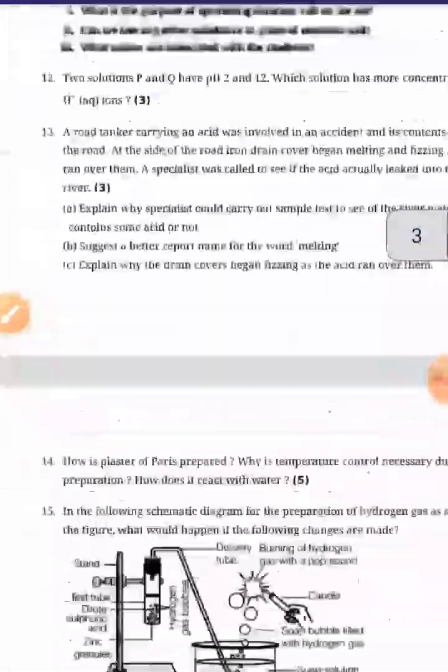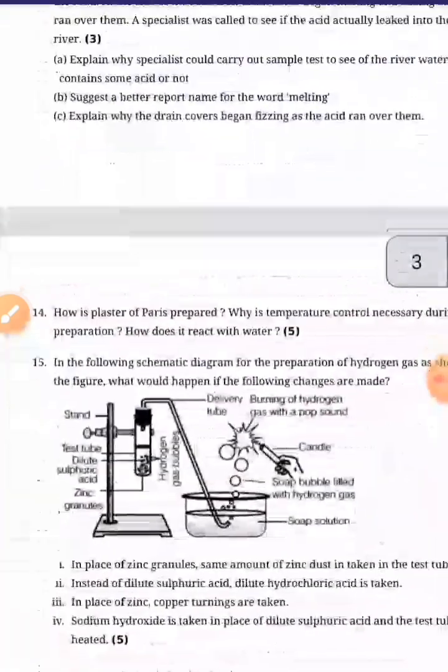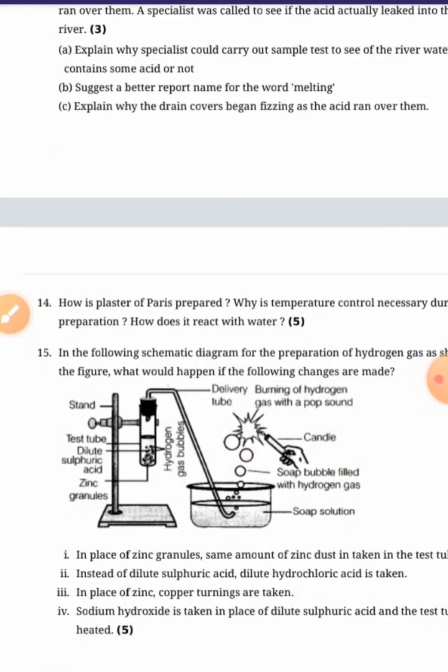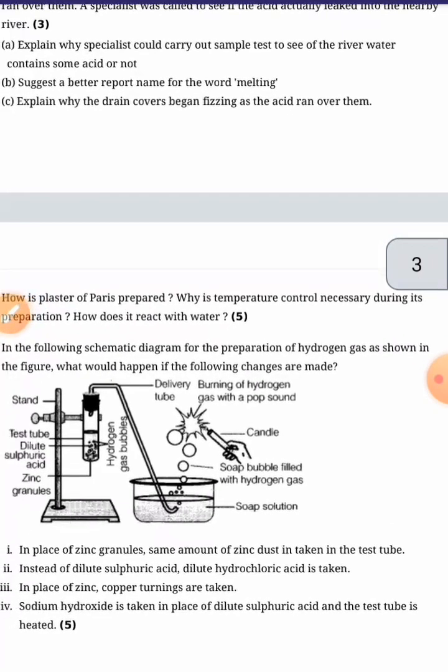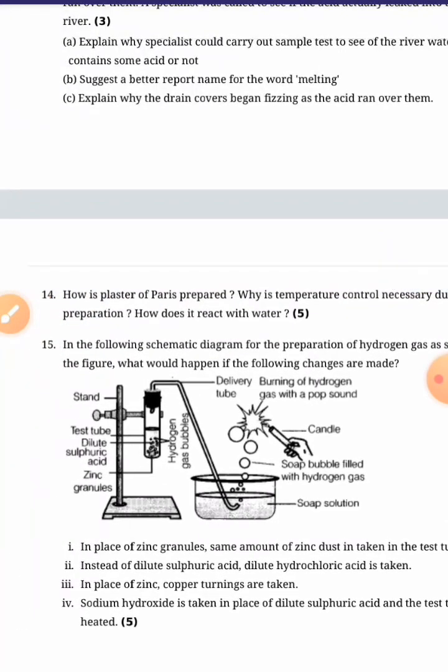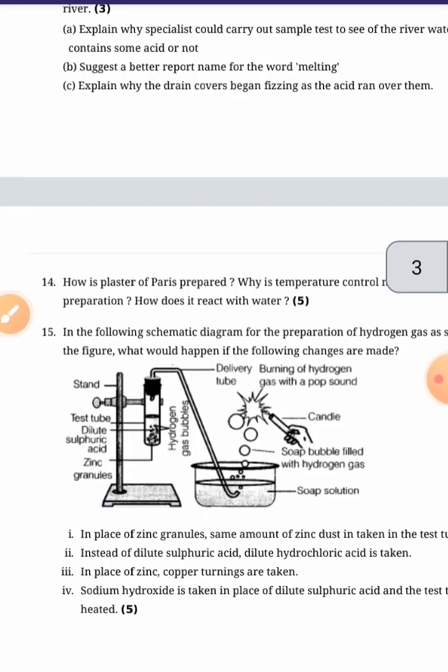Now come to the question number 14. How is plaster of Paris prepared? Why is temperature control necessary during its preparation? How does it react with water?